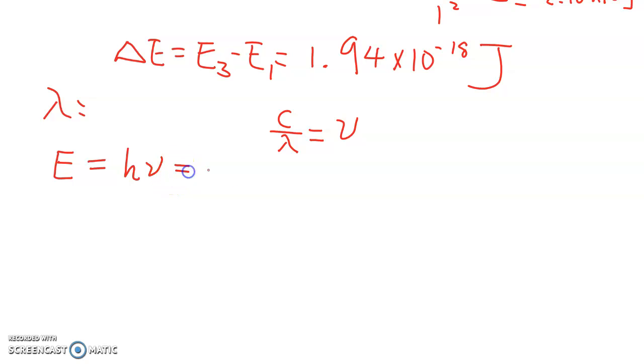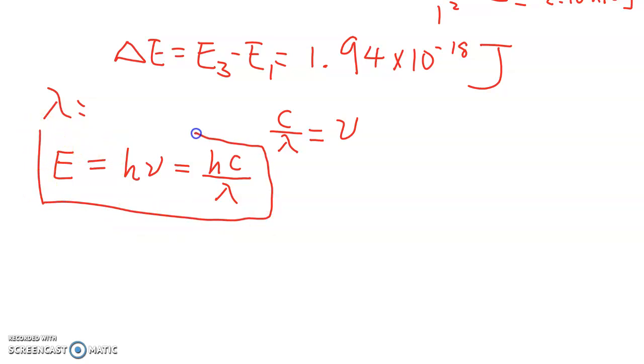So this one is equivalent to Planck constant times speed of light divided by wavelength. Okay, well, you can copy down this formula because you may need to use it for your assignment or for your quiz. All right, so now how do we isolate lambda? So lambda will be equal to h, Planck constant, times c, and then divided by delta E, the energy. Let's put in all the numbers.